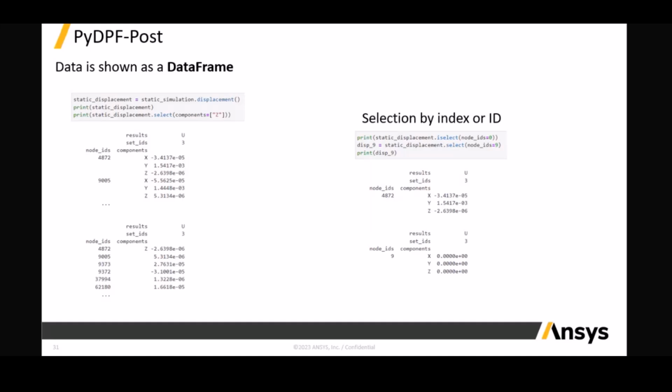And this is an example showing what the data looks like if you print it out using PyDPF-Post. For those who are familiar with pandas, this is a very similar structure, with indices in columns and rows, and your data in the middle that you can select based on different filters you can set on the indices.